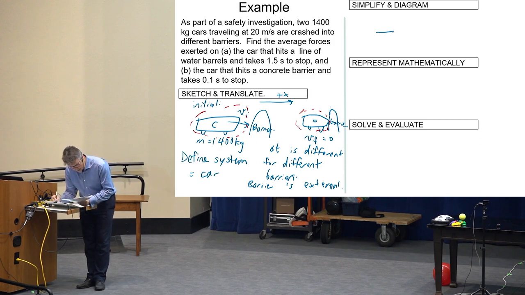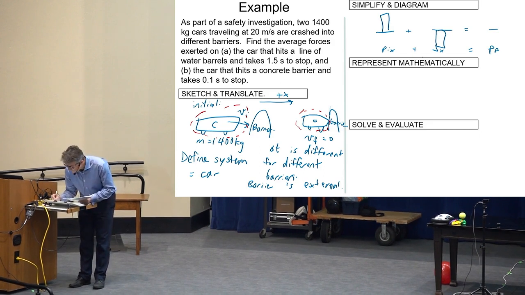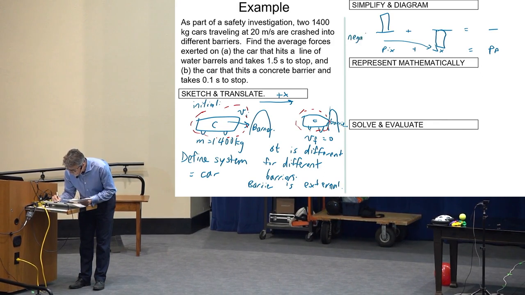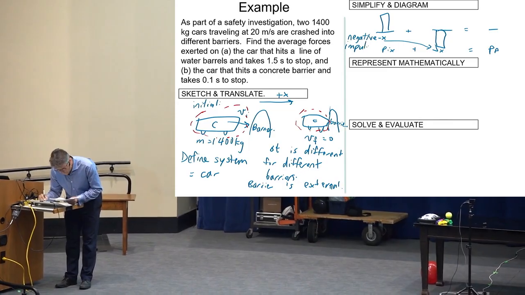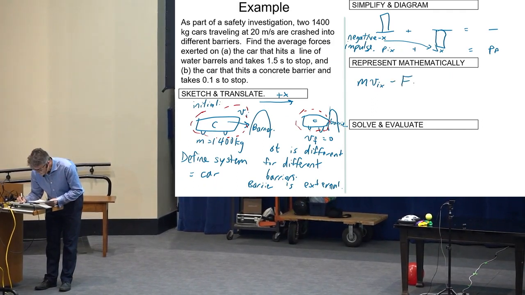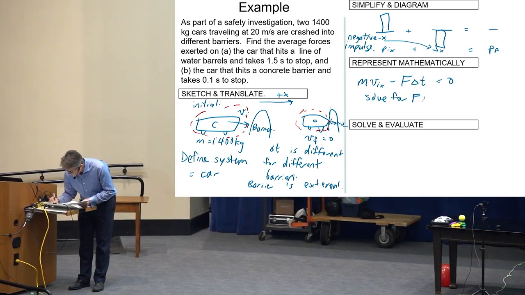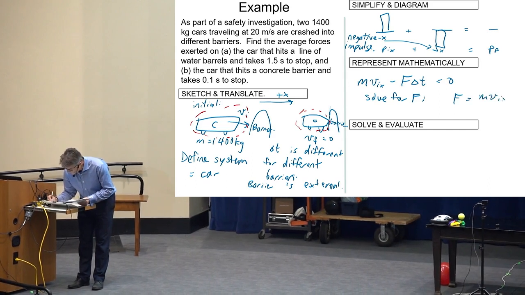So what I say is that the P initial in the x direction plus the J in the x direction equals the P final. And the way that the momentum bar charts will look is something like this. So you've got a negative impulse. Does that make sense? Negative x impulse. So you'd say that m times v initial in the x direction minus F times delta t is equal to 0. Solve for F. And you get that F is equal to m times v initial in the x direction divided by delta t.